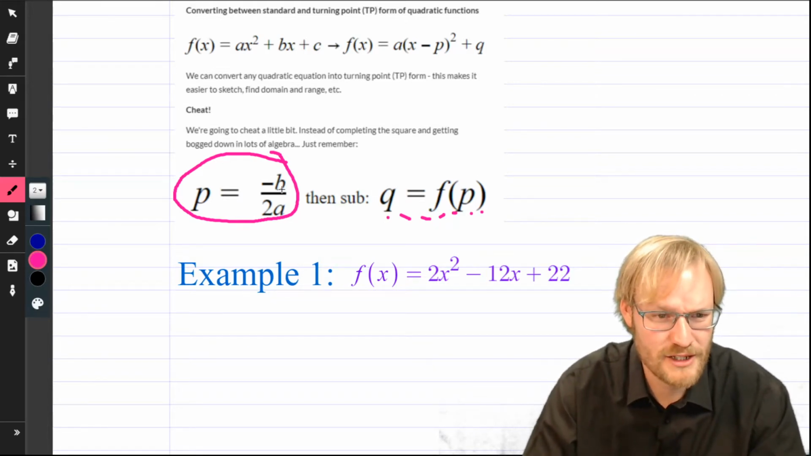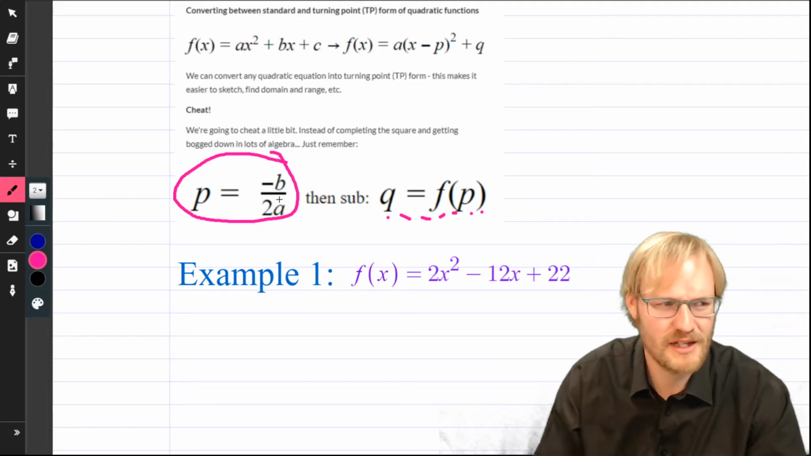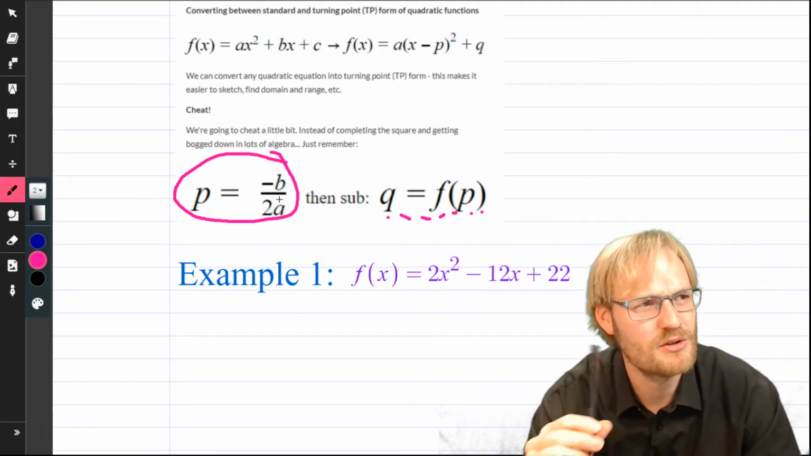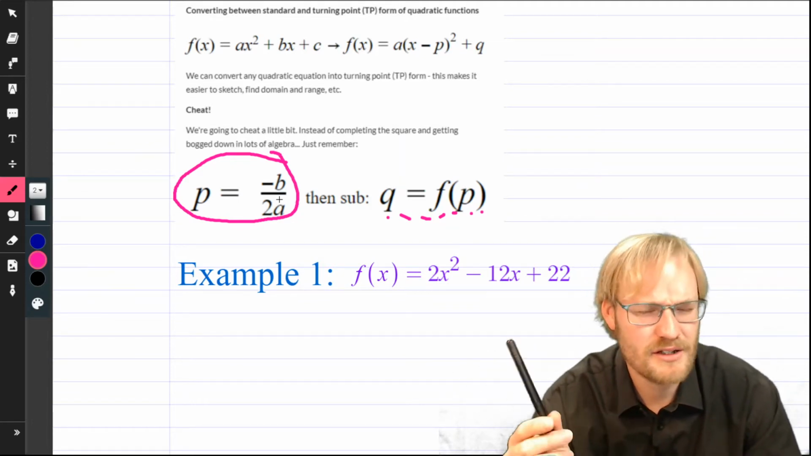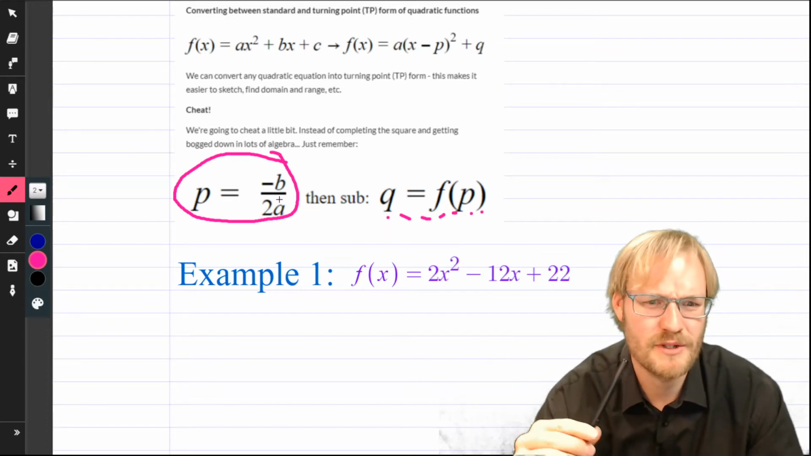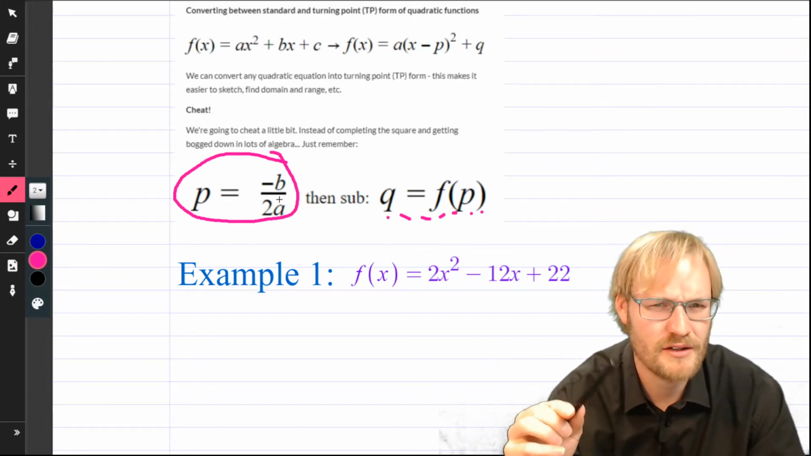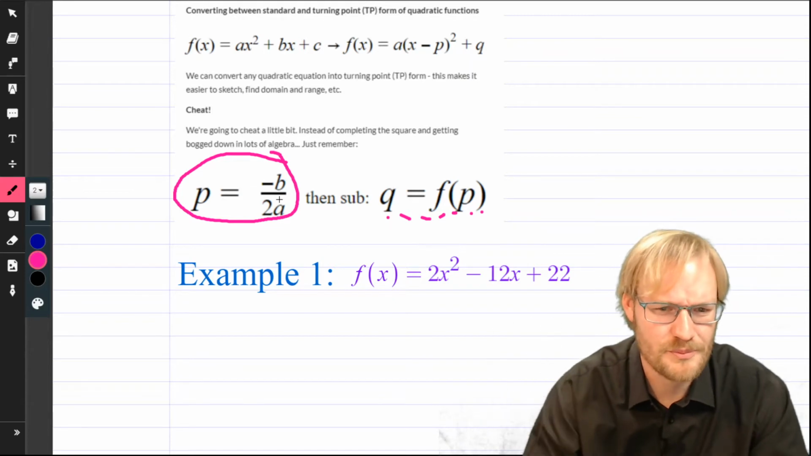So P equals minus b over 2a. One of those in your sleep things. Like, what's the quadratic formula again? Wasn't it x equals minus b plus or minus the square root of b squared minus 4ac, everything over 2a? Right? One of those ones that you just know.